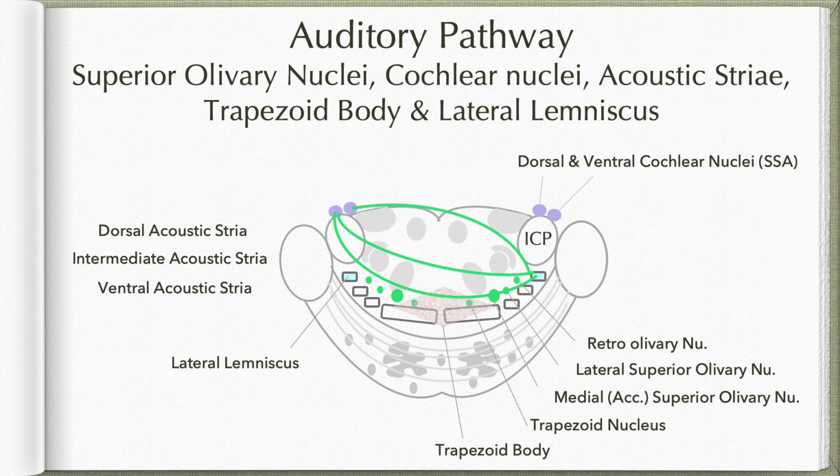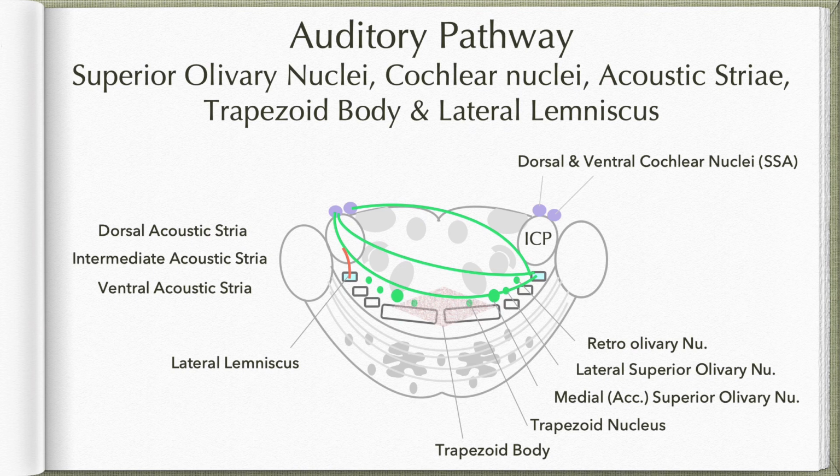Some of the fibers traveling within the ventral acoustic striae may join with the ipsilateral lateral lemniscus without relaying in the superior olivary nuclear complex. So each lateral lemniscus is made up of the fibers coming predominantly from the contralateral cochlear nuclei, but it will also be carrying some of the fibers coming from the ipsilateral cochlear nuclei.